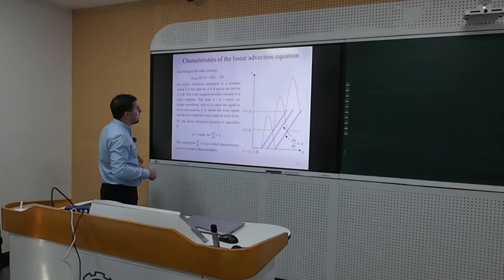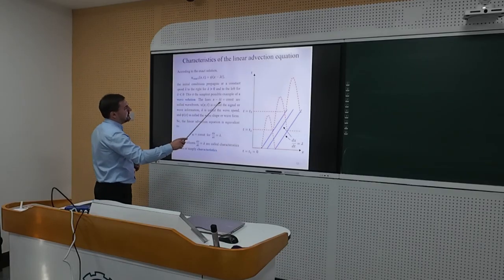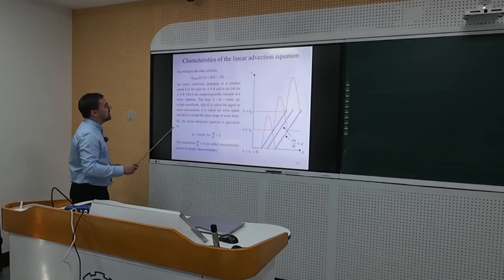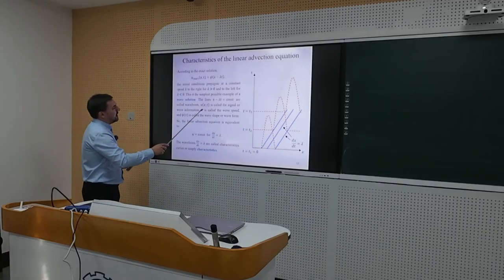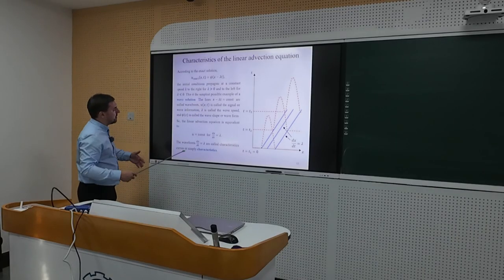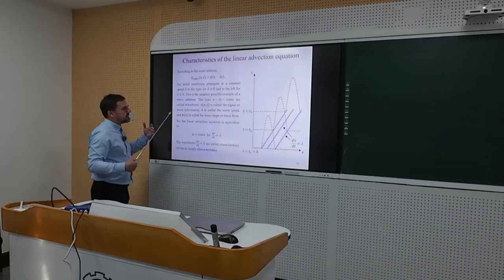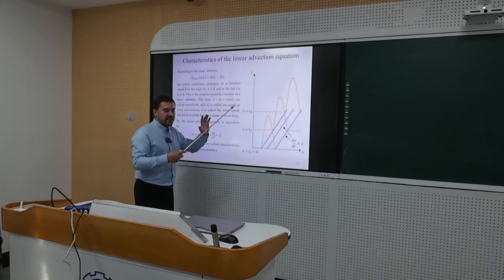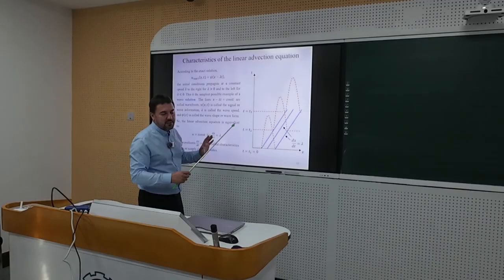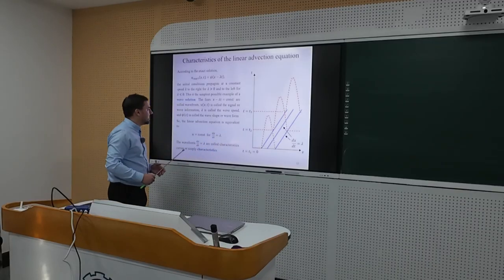So we have discussed it. The lines x minus lambda t equals constant are called wave fronts. u of x, t is called the signal or wave information, lambda is called the wave speed, and psi is called the wave shape or waveform. So that's not all the equations. That's not the shock waves. It's just some abstract signal that propagates along the x-axis.